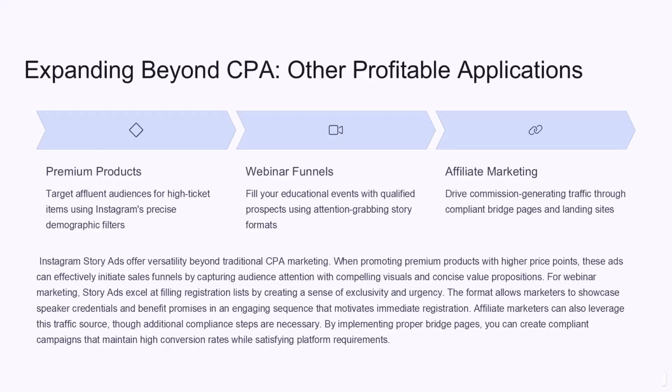While Instagram Story Ads work great for CPA marketing, they can also be used for a variety of other offers, including high-ticket products. If you're promoting higher-priced items, Instagram Story Ads can be used to drive traffic to a sales funnel or a product landing page. Due to Instagram's targeting options, you can find the right audience for these higher-value offers. Webinars and funnels: Instagram Story Ads can be used to promote webinars, online courses, or other types of funnels, helping you build your email list or generate sales. Affiliate marketing campaigns: Instagram Story Ads can also be used to drive traffic to affiliate offers, though there are a few more rules to follow.